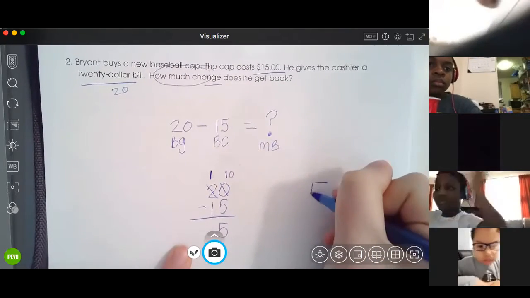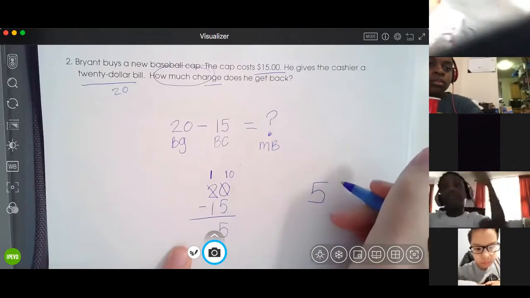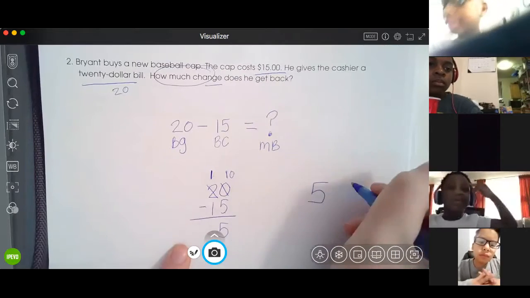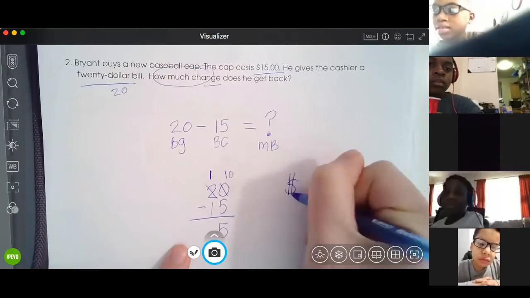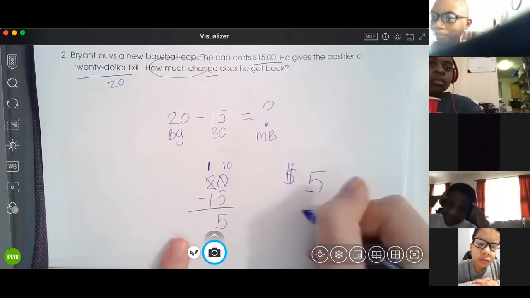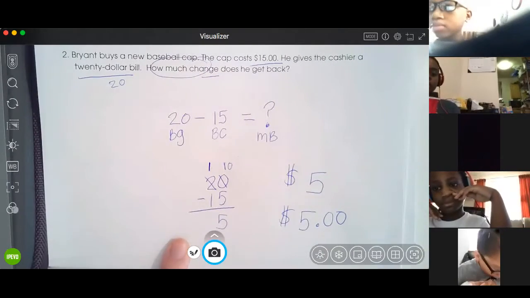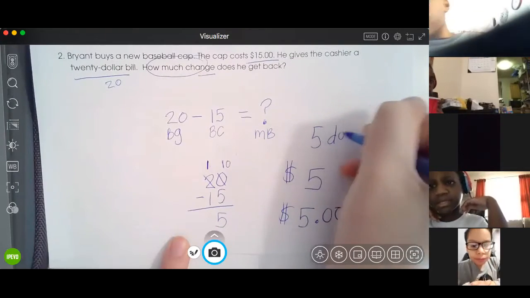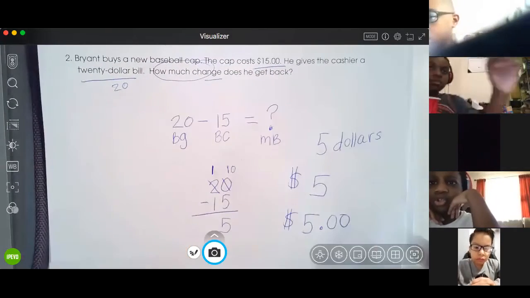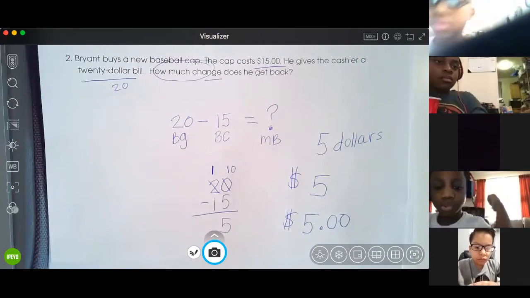But remember, you always want to use the unit because we don't know what that 5 represents. So you could write it like this, $5. Or you can write it like this, $5.00. Or like this. You just want to make sure you show what that 5 represents.